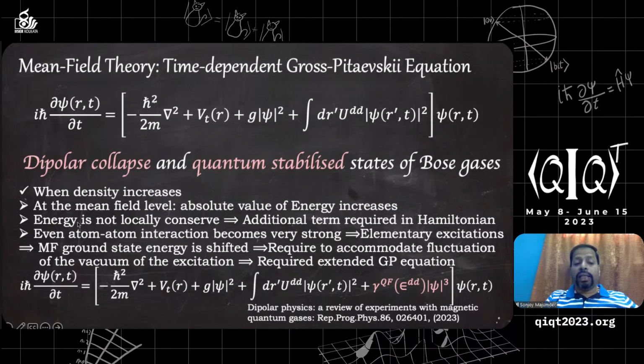In that case, energy is not locally conserved, and otherwise it would be a non-Hermitian Hamiltonian. So we need to add something to the Hamiltonian. These extra terms come from the quantum fluctuations, the accumulated fluctuations, the vacuum of the excitations. This is understood from the extra quantum fluctuation gamma term. For details one can look at the references; I'm not going to discuss details because of the time constraint. So this extra term is introduced, which goes as psi cubed here.